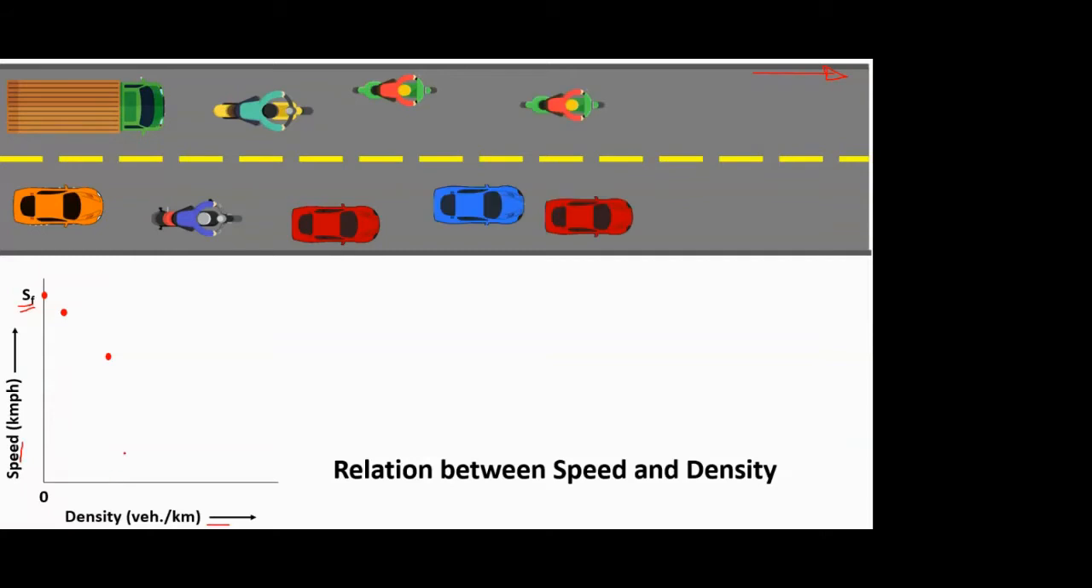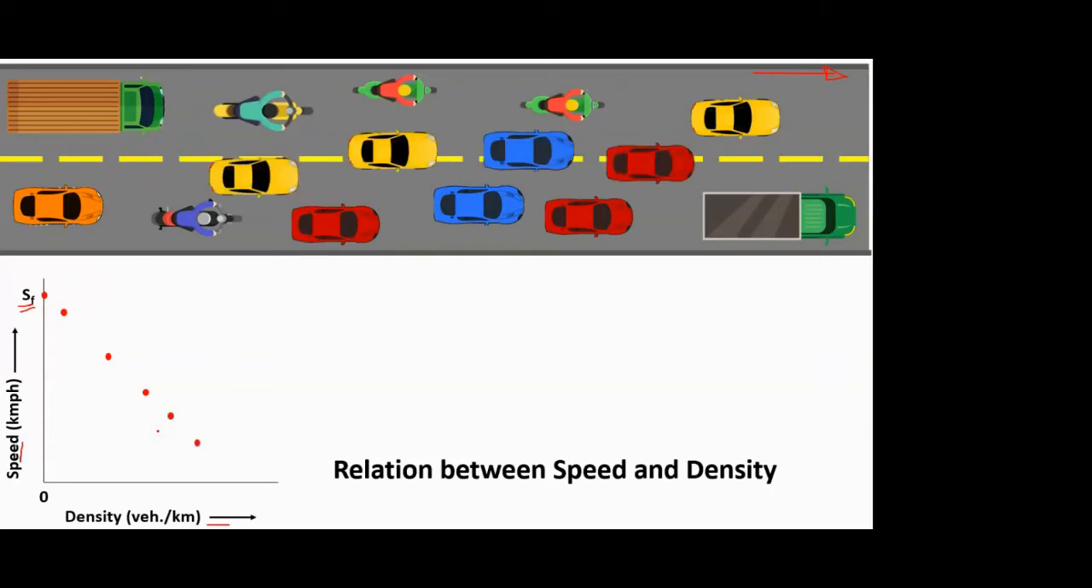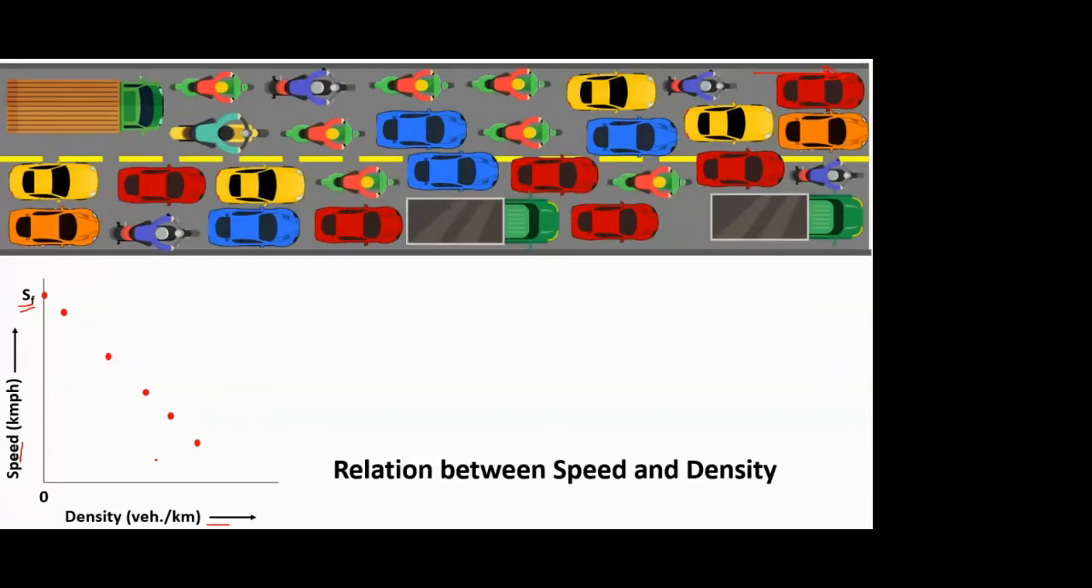If I introduce some more vehicles, again the speed will reduce and density will go on increasing. Again some more vehicles, speed will reduce, density will increase. This will go on until the speed of the stream reaches a zero value. When it reaches a zero value, it is total traffic congestion.